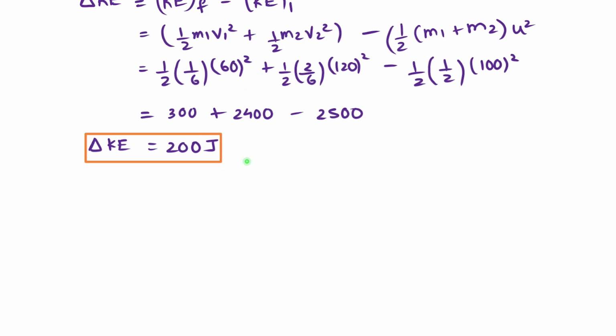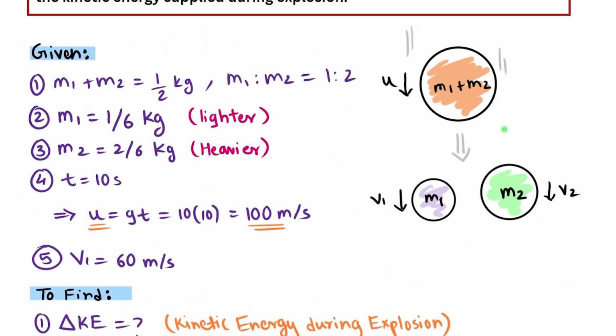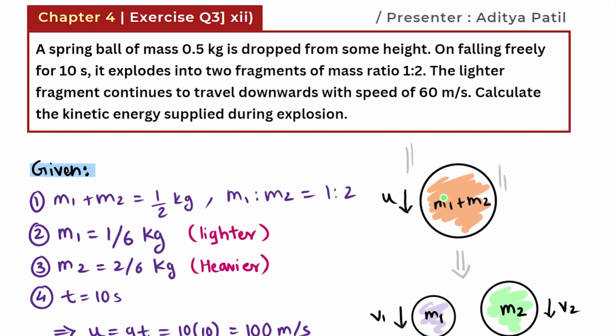So based on this question, in order for the explosion to occur, the explosion needs to supply energy of 200 joules, so that after the explosion both the fragments would travel at their respective speeds. With this, the solution has been done.